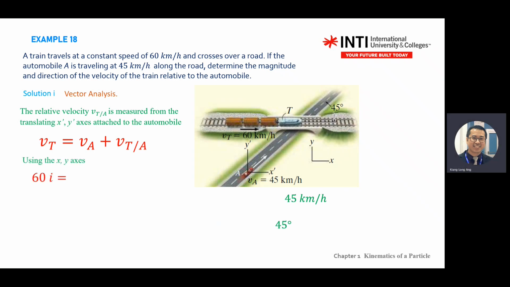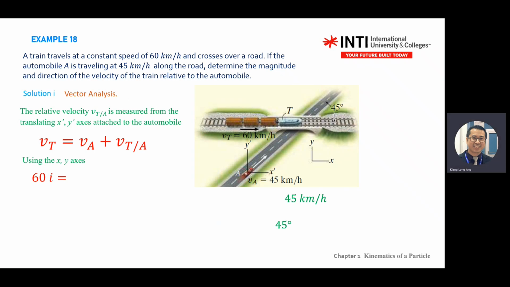Then you start to use vector form. You use Vt equal to Va plus Vt stroke A, and translate them into vector form in ijk. Vt is moving to the right along the x-axis at 60 km per hour, magnitude 60 in the i direction, so you write 60i.